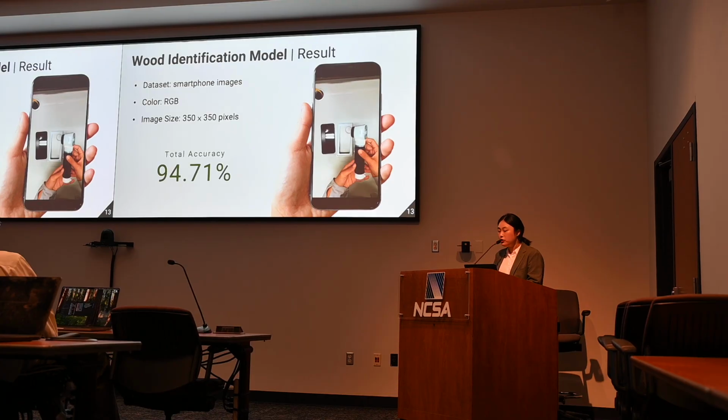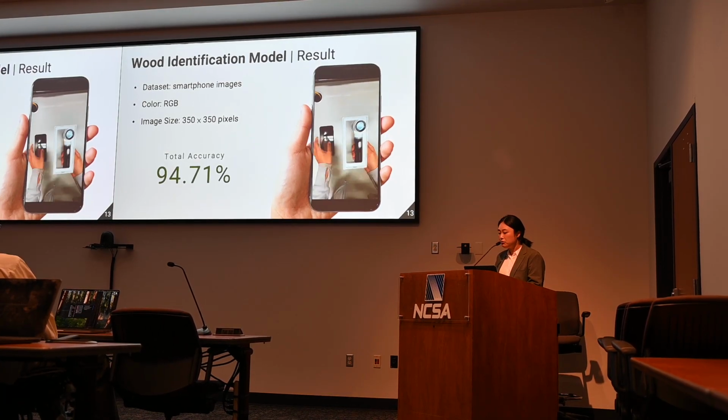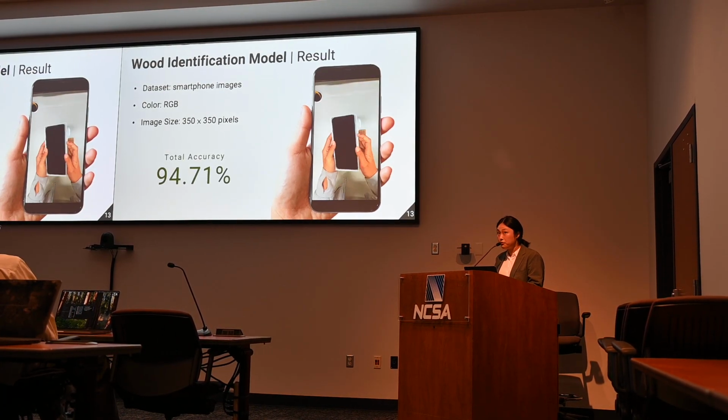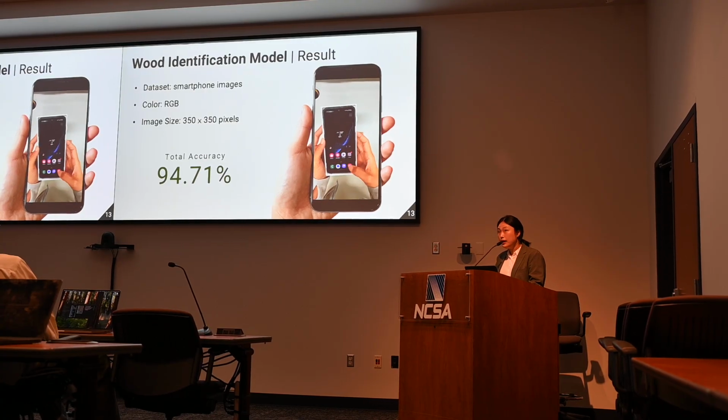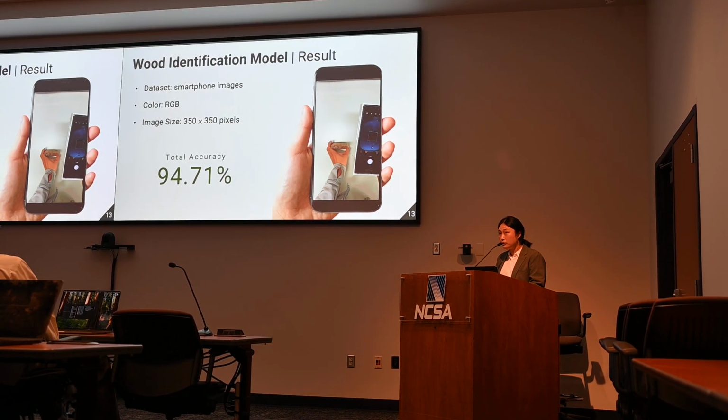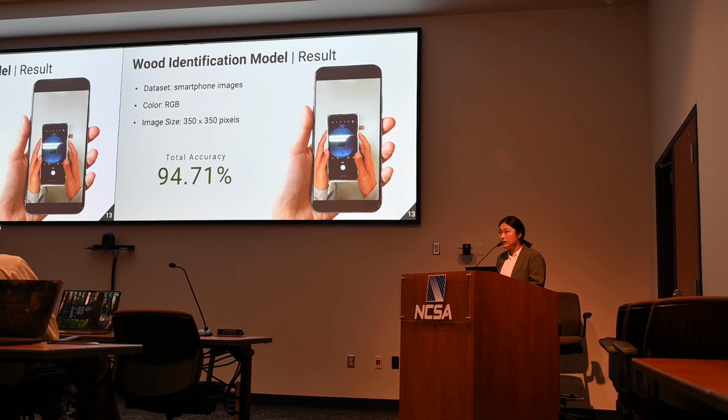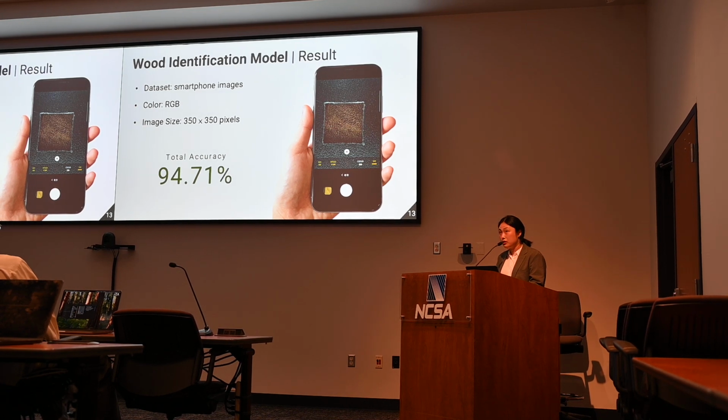For the wood identification model, the overall accuracy on smartphone images reached 94.71%. And the video shows how we collect the smartphone images.